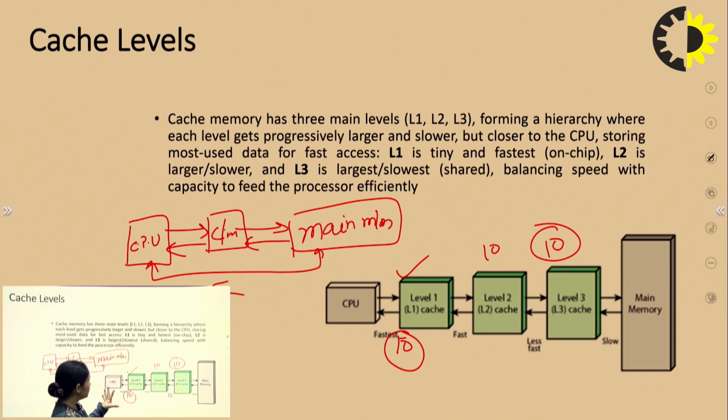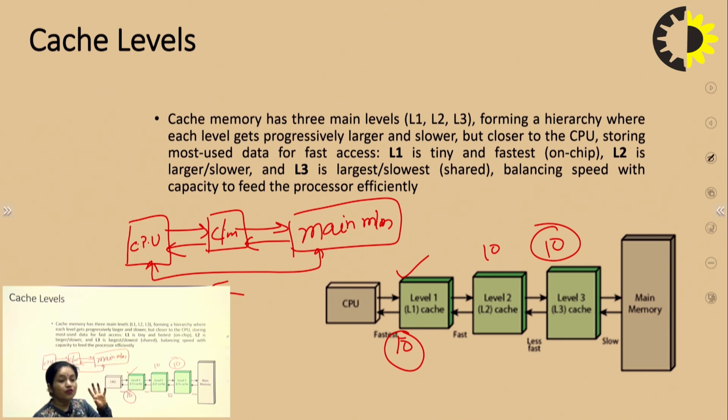So what will happen? First it will go here. If it is present, it will execute. If it is not here, it will go to level 2. If it is there, it will be sent to the L1 cache and then executed. If it is not at L2, then it will go to L3.